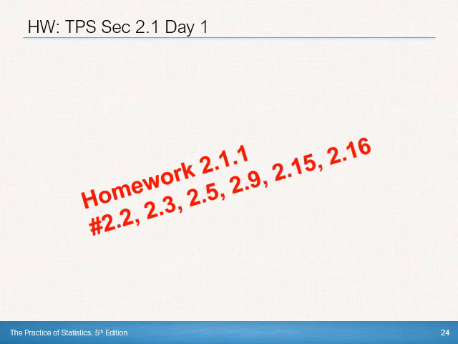All right, so the homework for the first part of section 2.1 is the following. After the first day of going through notes, work on numbers 2, 3, 5, 9, 15, and 16. That would be due for next class.